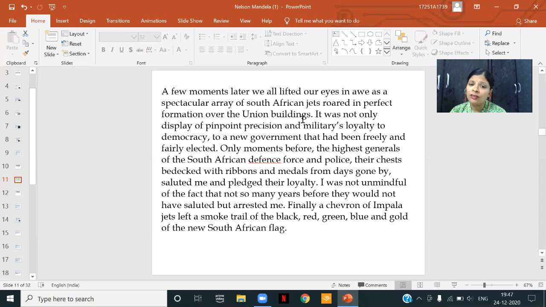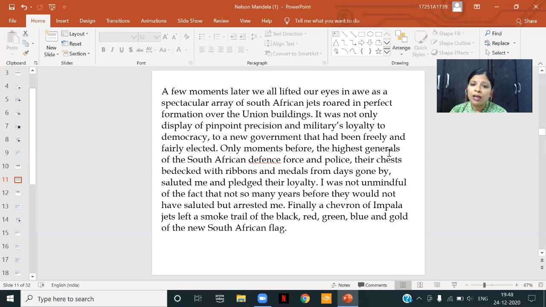That is, in the sky, children, many aeroplanes were flying, many jets were flying, and they were performing in the sky. And it was not only a display of pinpoint precision and the military's loyalty to democracy, to a new government that they had freely and fairly elected. It was nothing but, children, they were showing their loyalty towards the new government, and they had to exhibit everything in pinpoint precision. That is, they were supposed to be accurate in their performance, right? And it was a spectacular exhibition.